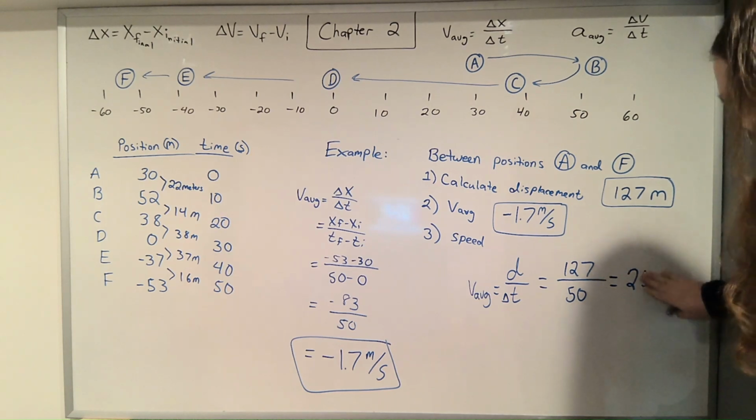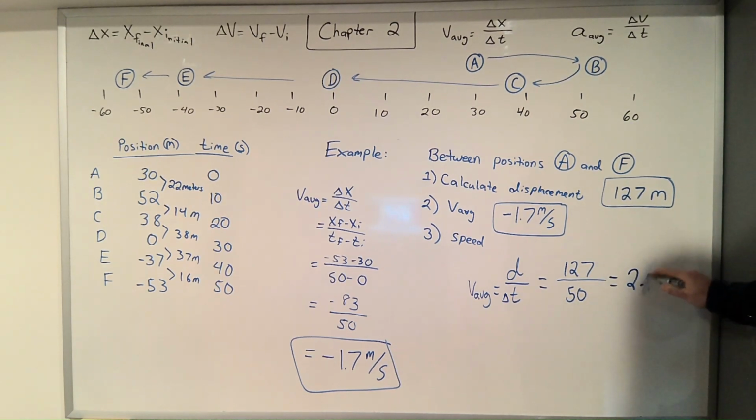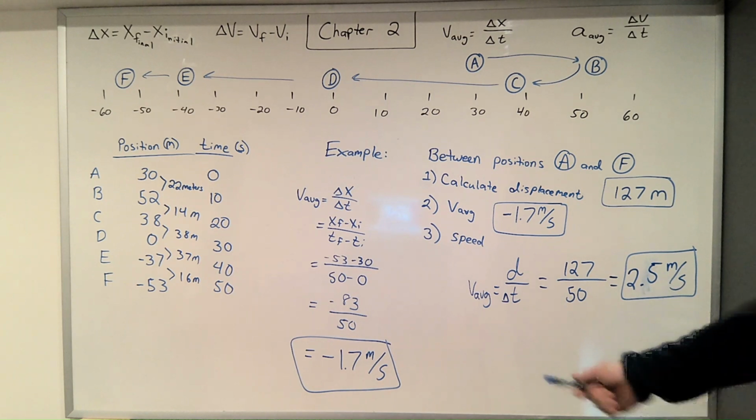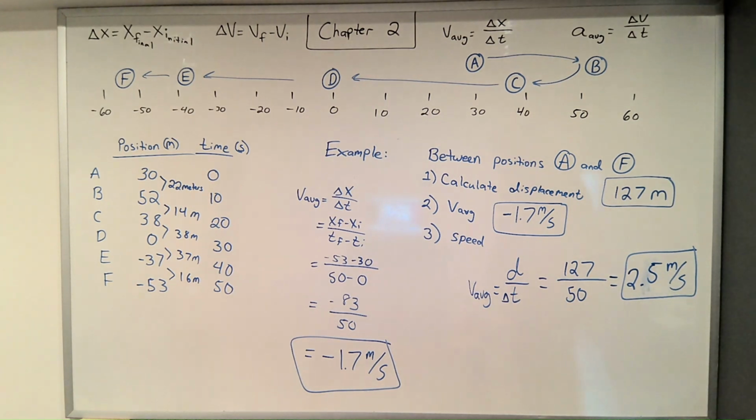2.5. And the units for speed are the same, meters per second. 127 meters, 50 seconds. Units are the same, slightly different equation to get there. All right, hopefully that one made okay sense.